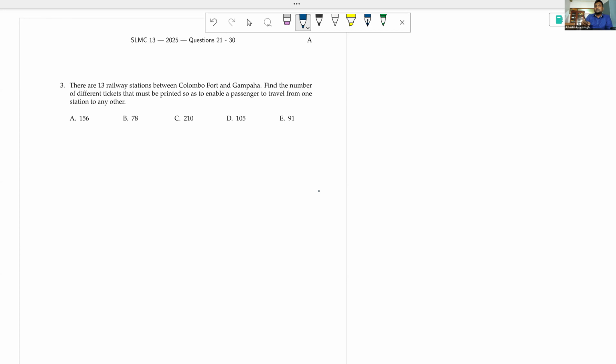So there are a total of 15 stations, and the ticket from Colombo to, let's say, Maradana is different from the ticket from Maradana to Colombo. So the order would matter here, and you have to select two stations, the starting station and the end station. So order matters. That would imply you're going to use 15P2, that would be 15 factorial over 13 factorial. This is going to be 210.